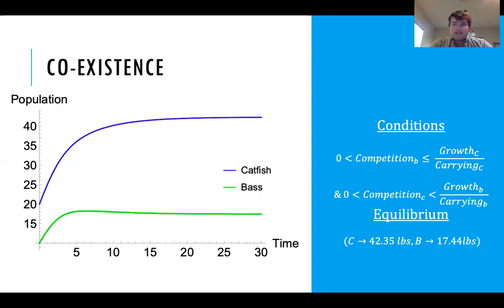For coexistence to happen, the conditions are basically within ranges of the other two, but these are the conditions we got for this scenario. There are about 5 or 6 different scenarios, but this one was the most optimal for coexistence. They do have to be within these ranges for this to occur. And at the equilibrium here, the catfish approached 42 pounds and the bass approached 17 pounds.